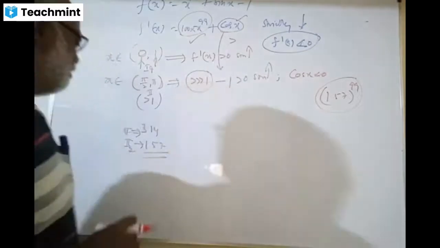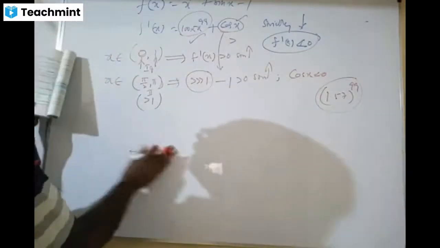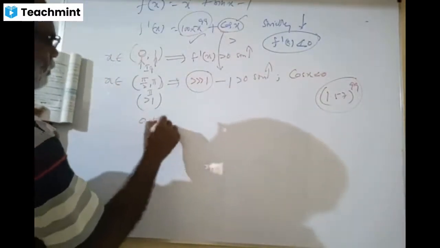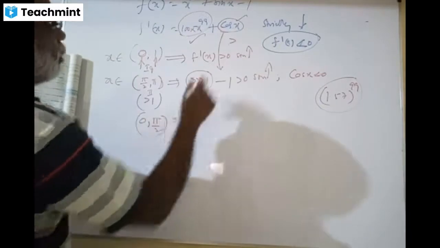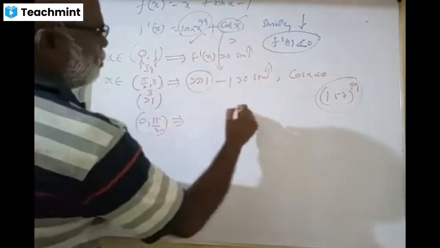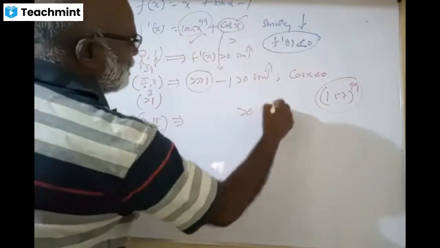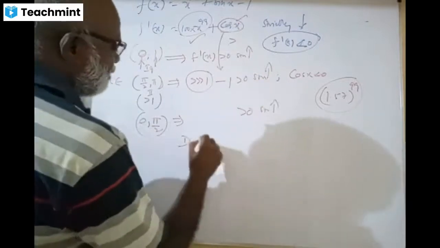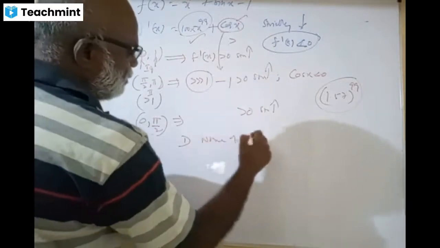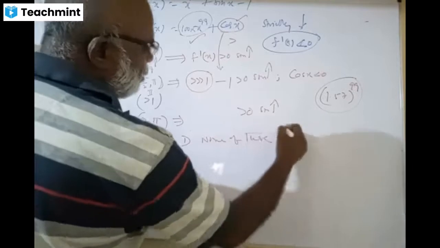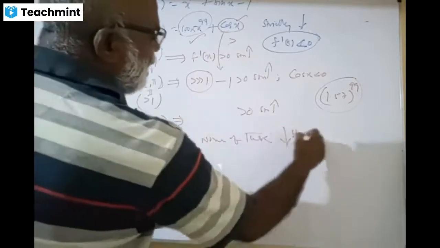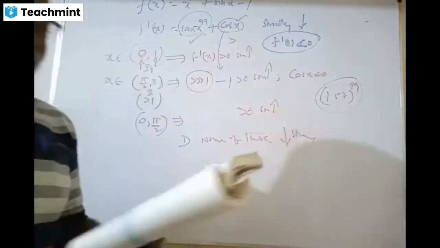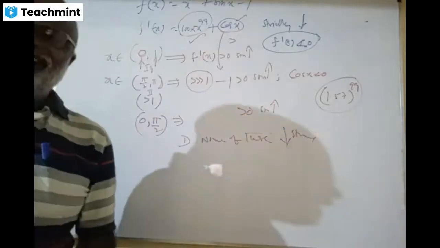My second interval is done. Take the third interval, 0 to pi by 2. For 0 to pi by 2, cos x is positive, both are positive, so it must be strictly increasing. Therefore, D, none of these, is the right answer. So that's the only possibility for strictly decreasing, whoever it is. We don't know who it is. There is no interval given.